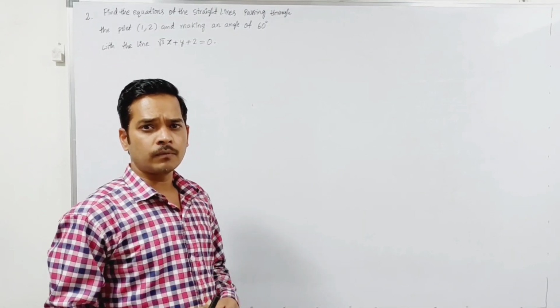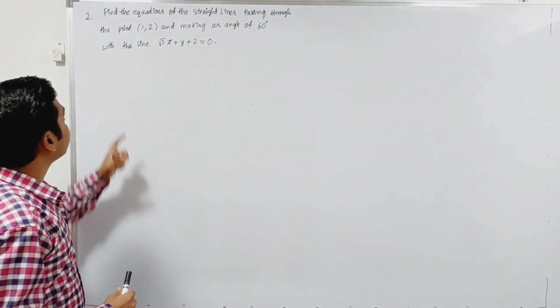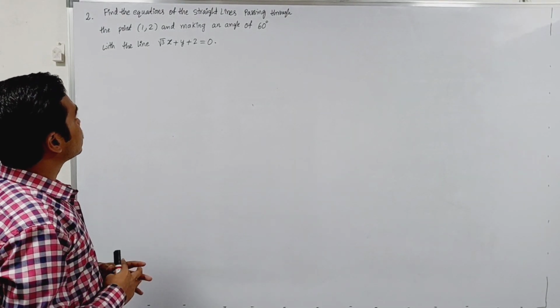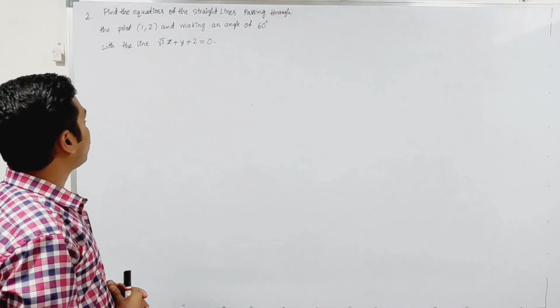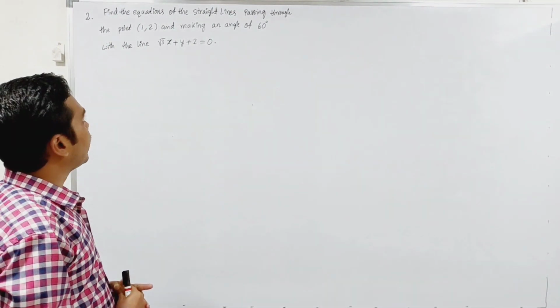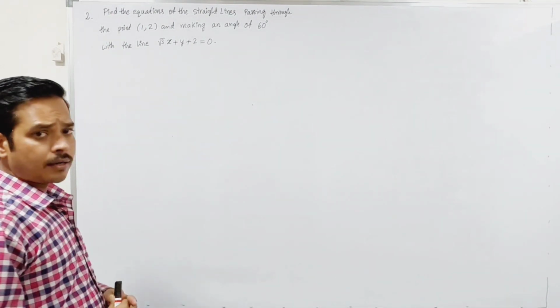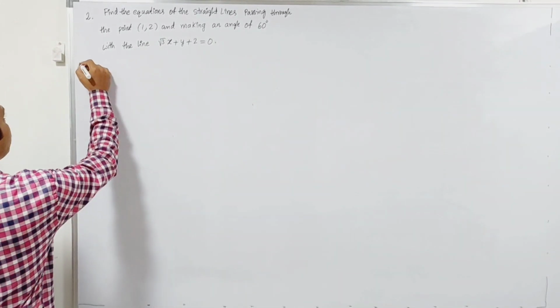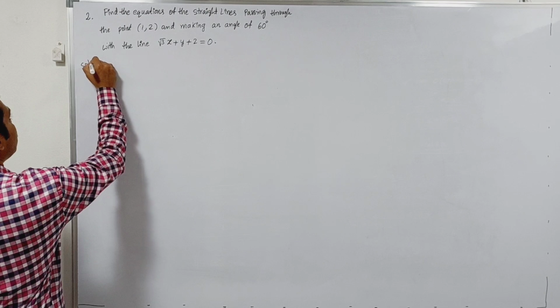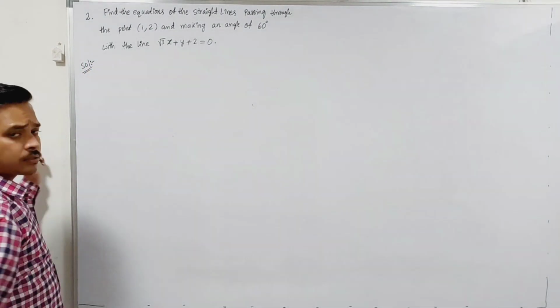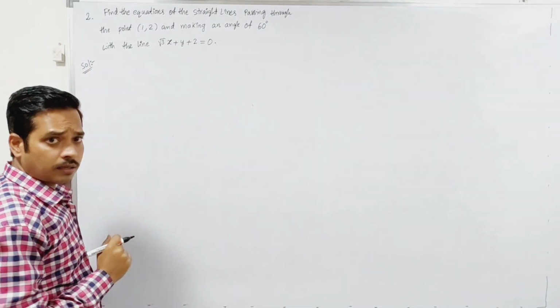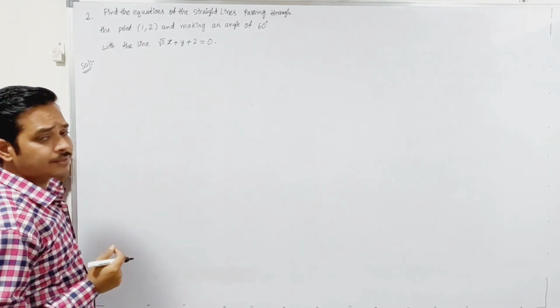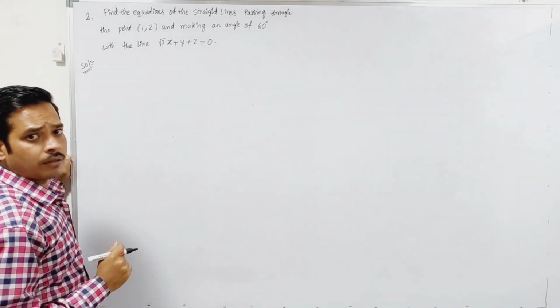Now the second problem from straight lines. In this problem, find the equations of the straight lines passing through the point (1, 2) and making an angle of 60 degrees with the line root 3x plus y plus 2 is equal to 0. We have to find the equations of the straight lines that are passing through (1, 2) and making an angle of 60 degrees with the given line.